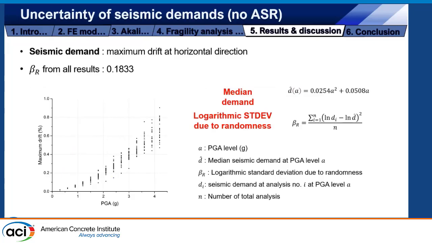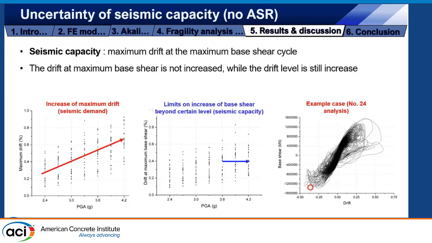And next is about the resultant discussion. So when the Alkali-Silica reaction is not considered, the seismic demands could be expressed as a polynomial fit in this slide, and the maximum drift in the horizontal direction is assumed to be the seismic demand in this study. So beta D from all results is about 0.1833.